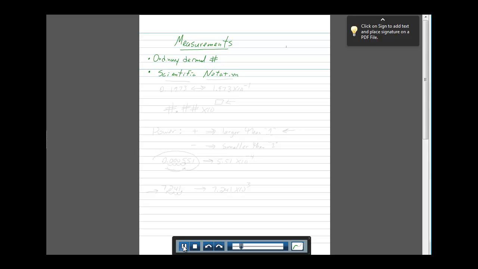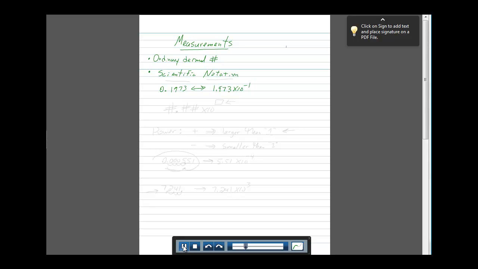So an example of an ordinary type of decimal number would be something like 0.1973. And so that's something we've seen before. But this number can be expressed in a different way using scientific notation, and that would be in the form of 1.973 times 10 to the negative first. So what's the relationship that exists between these two? How do we go from one way of expressing a measurement to another?